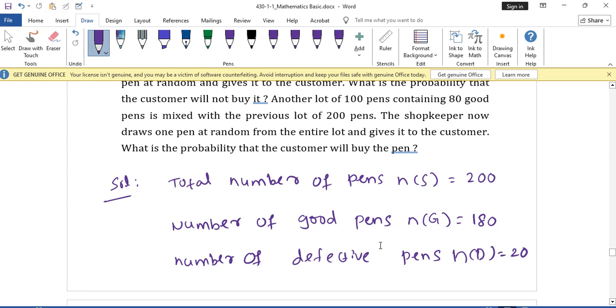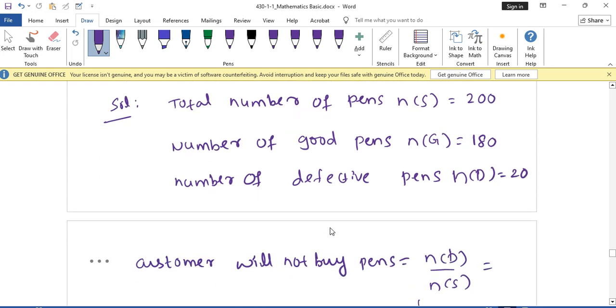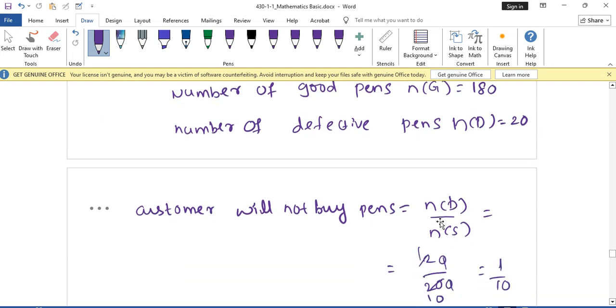The customer will not buy defective pens. So the probability that the customer will not buy is the number of defective pens divided by the number of pens in the sample space. That is 20 by 200. The zeros cancel, and 2 ones are 2, 2 fives are 10. The answer is 1 by 10.